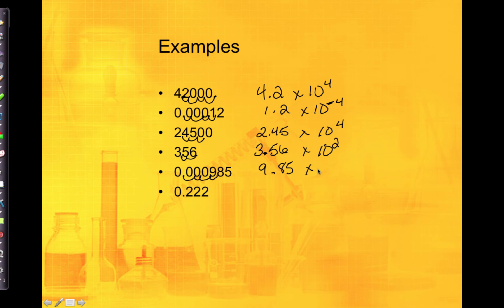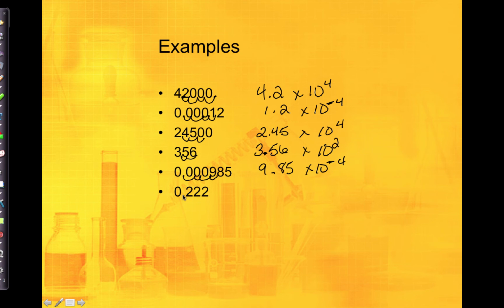9.85, and I moved it 1, 2, 3, 4. I moved it 4 times, again, complete coincidence. And it is smaller than 1, so it will be negative 4.